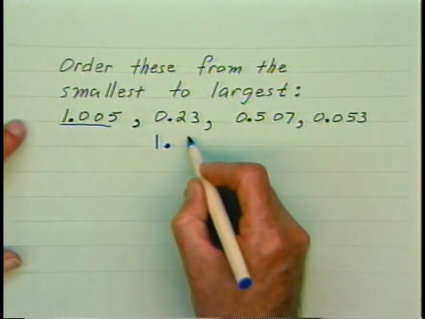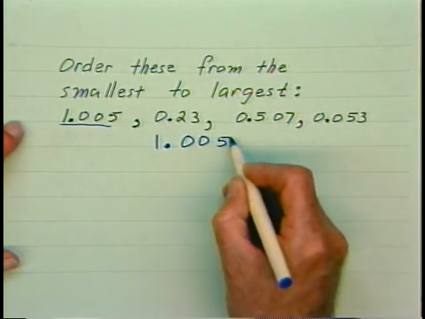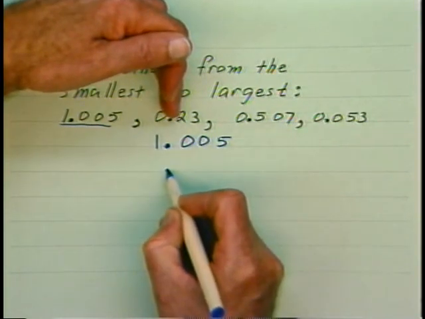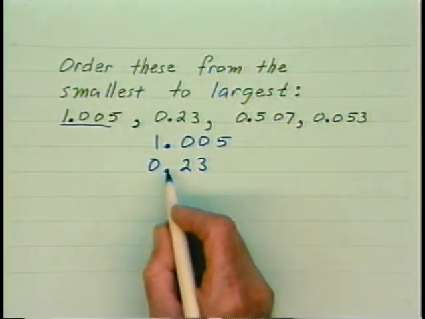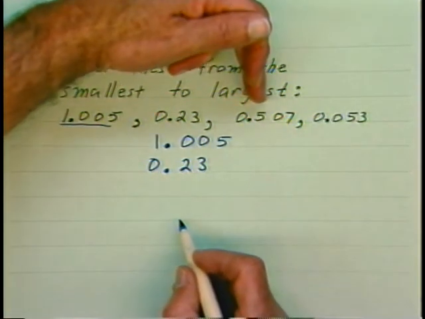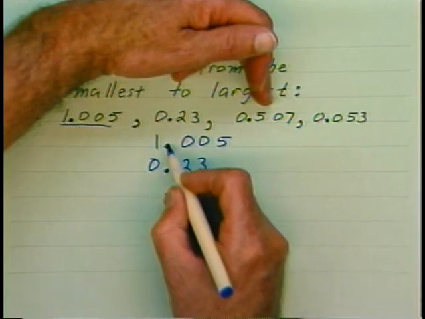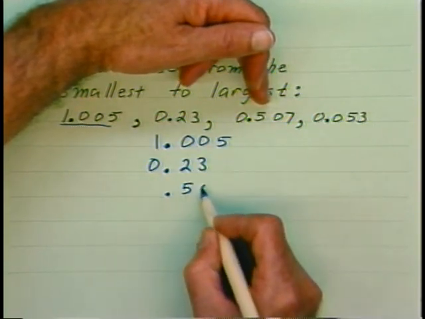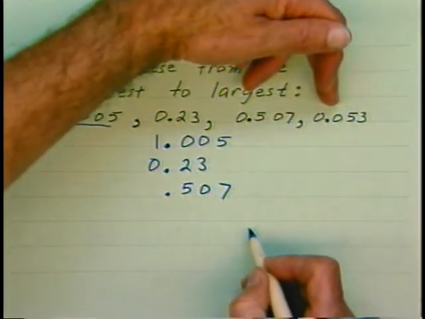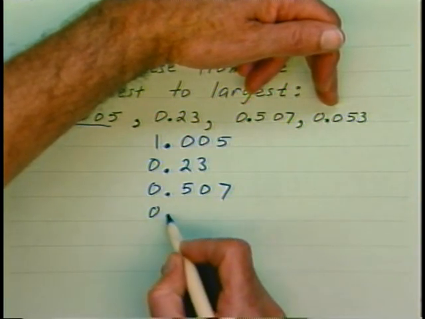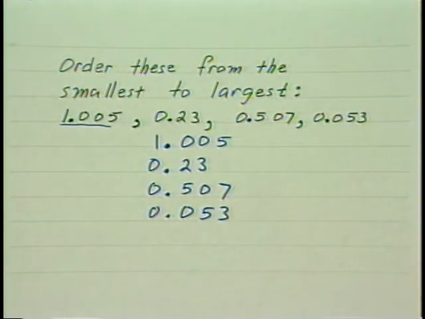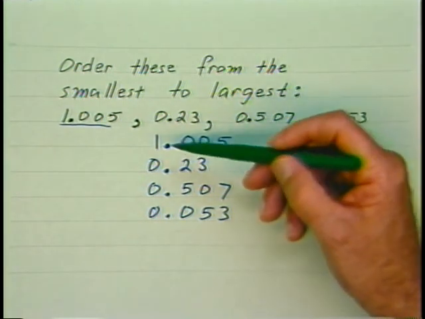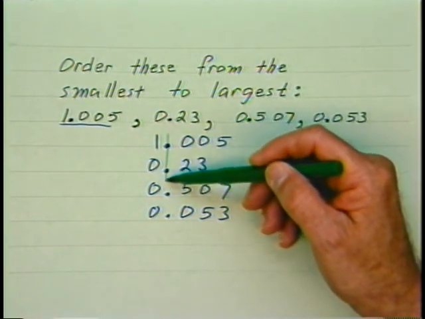So 1.005, and this is lining up the decimal point, 0.23, and of course the 0 in front isn't necessary. And the next one is 0.507, lining up the decimal points, and the next one is 0.053.